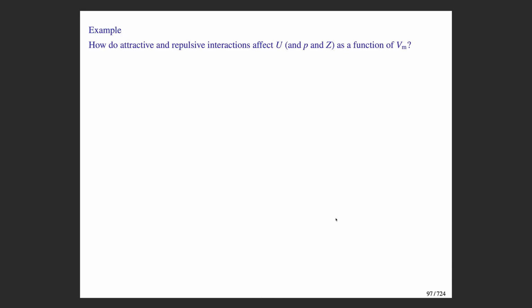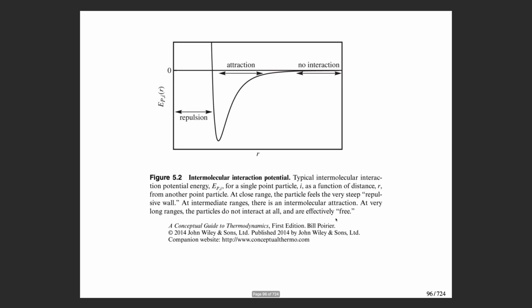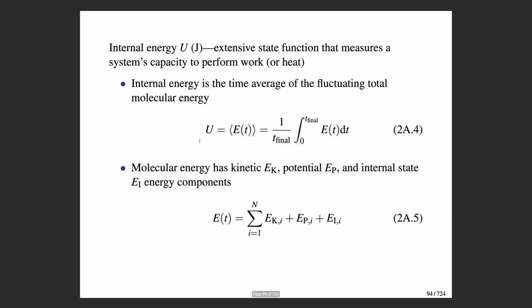So this is what I'm leading up to with this conceptual question. I'm asking, how do attractive and repulsive interactions affect the internal energy as a function of the molar volume? What I want us to do is think about how this diagram and the different regions relate to the internal energy as a function of the molar volume. So what we're really talking about is, how does this term affect things?